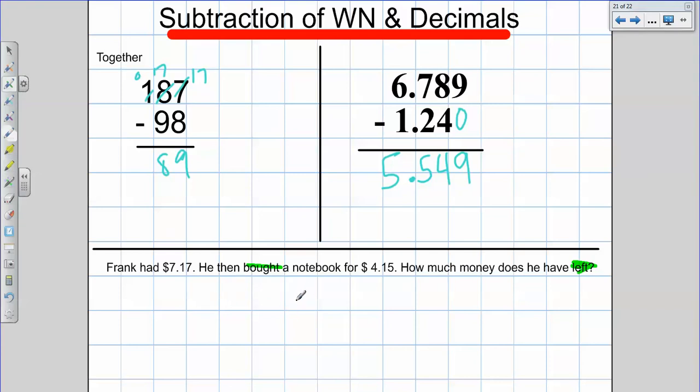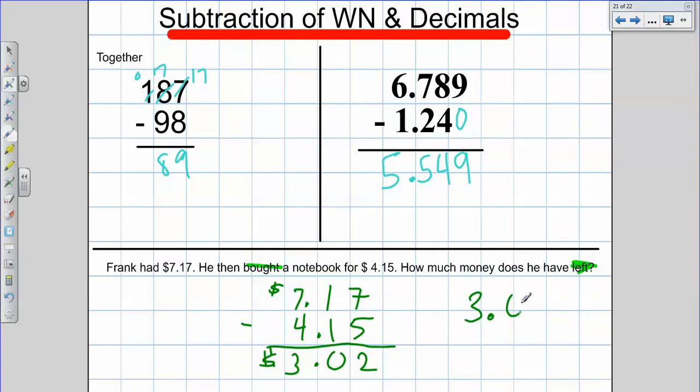So again, I'm going to set up my problem to be 7.17 minus 4.15, because I start with $7.17 and spend $4.15. So it looks like I'm going to have no carrying or borrowing to do here either. 7 minus 5 is 2. 1 minus 1 is 0. 7 minus 4 is 3. So how much money does he have left? $3.02 is what he has left.